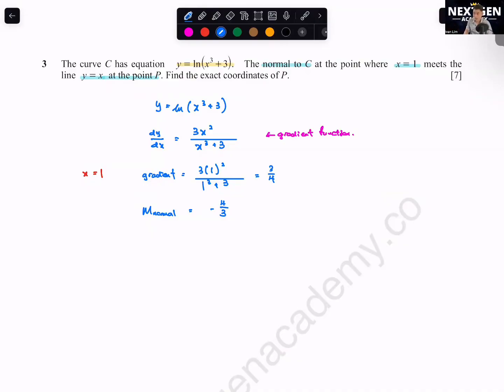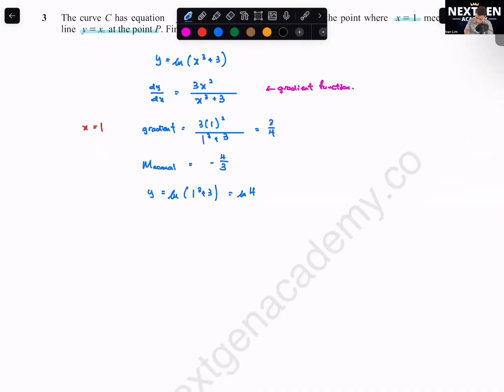What else do I need to find? I need to find the y value also. So for y, we substitute x equals 1 back into here, we get ln(1 cubed plus 3), which is ln 4. What do I have now? I have gradient negative 4 over 3, and I have 1 and ln 4. We substitute into y minus y1 equals m(x minus x1). So here, y minus ln 4 equals negative 4 over 3 (x minus 1). This is your equation of the normal.